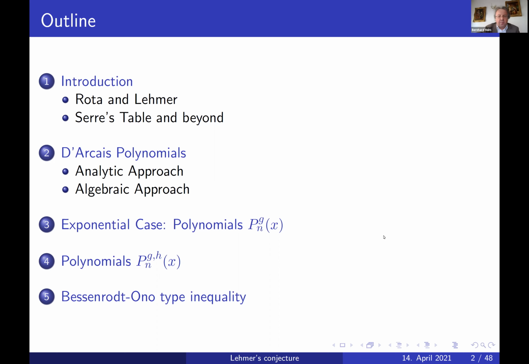Then I will talk about the Dark polynomials, and I will explain them from an analytic and algebraic approach. And then we will go to some generalization. And at the end, I will talk about the Bessenrodt-Ono type inequality, the Chern-Fu-Tang conjecture, results of Brinkmann, Rowland, Tripp, and Kane, and a just recently appeared paper of Markus Neuhauser and myself. Okay, that's the program today. Maybe when the time runs out, I will skip some part, but definitely we'll talk about the last part.